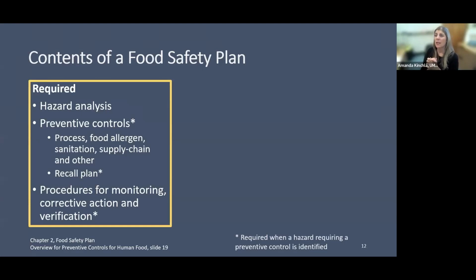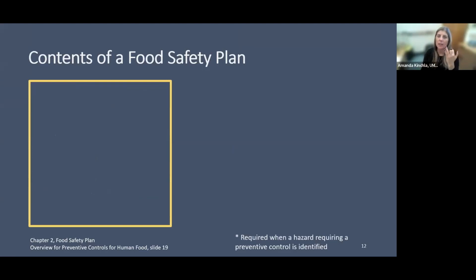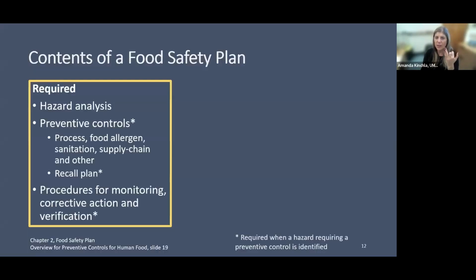It looks like you're required to have these food safety plans if you're under the federal regulation. Specifically, that includes something called a hazard analysis. If we find hazards, we then implement controls, such as the ones I just mentioned: the process, allergen, and supply chain plans. Then we think about a written plan known as a recall plan, and then all of the documents that show that we are actually monitoring those things.